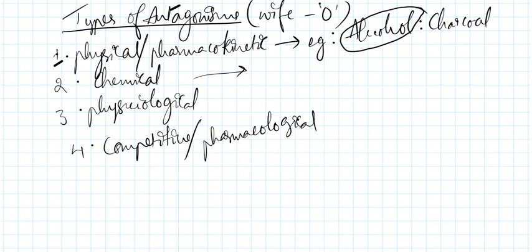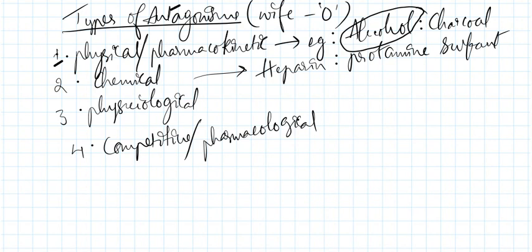Now chemical antagonism, where you will see heparin poisoning, where you give protamine sulfate as an antidote, because it exhibits a chemical reaction to simply detoxify the heparin. As well as in iron poisoning also, you give desferoxamine, right?